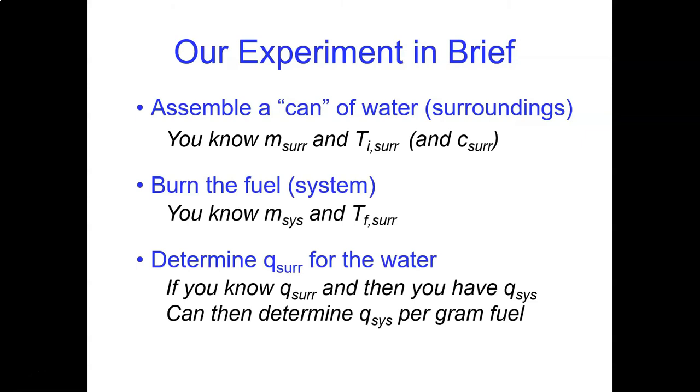In our experiment, we will assemble a can of water, which is the surroundings, and we need to measure the mass, the temperature, and the specific heat. We then burn the fuel, which is the system. We will know the mass of the system and the temperature of the surroundings. We then determine the heat of the surroundings, which is the heat for water. And if we know the heat of the surroundings, then we have the heat of the system, and we can determine the Q of the system per gram of fuel.